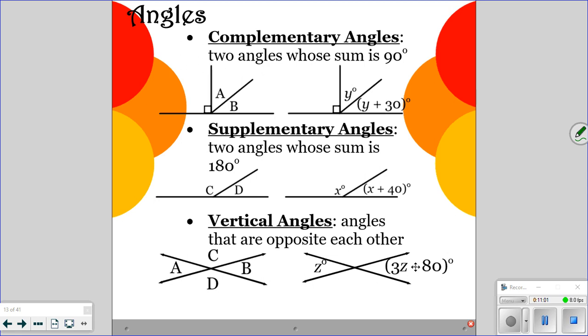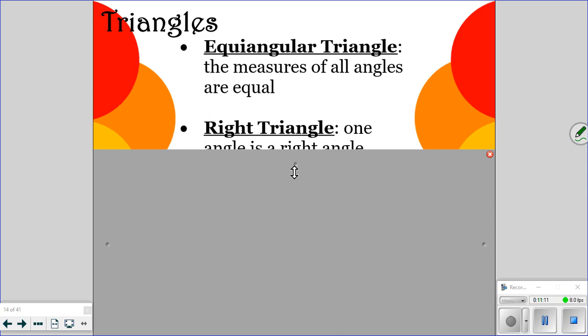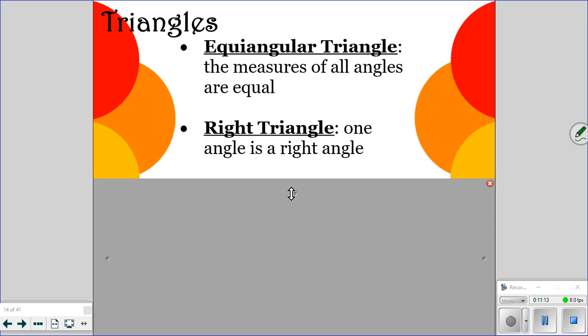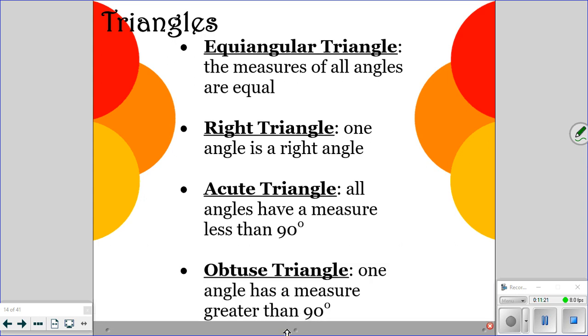Okay. So now we're going to move on to triangles. Equiangular triangles means that all of the angles are equal. That means they all equal 60 degrees. A right triangle has one right angle. An acute triangle, all of the angles measure less than 90 degrees, so they're all acute. Obtuse, they have one angle that is an obtuse angle that measures more than 90 degrees.